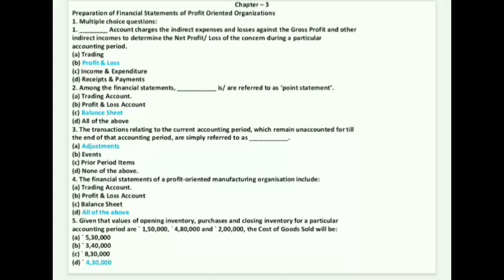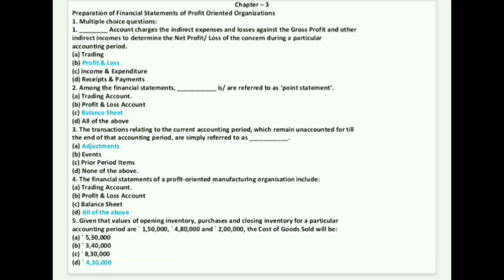Among the financial statements, which one is referred to as a point statement? I repeat, among the financial statements, which one is referred to as a point statement? So the balance sheet is referred to as a point statement.